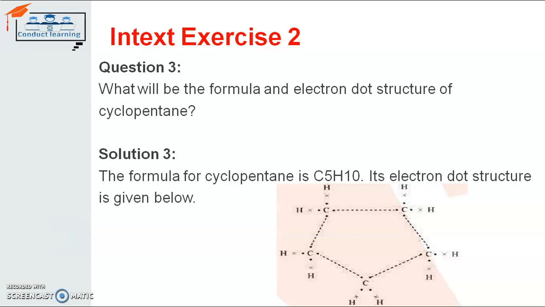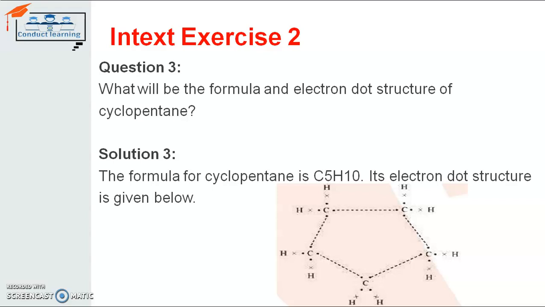The next question is what will be the formula and electron dot structure of cyclopentane? We will know about pentane and its formula also, because pentane has the formula C5H12. But because it becomes cyclopentane now, the number of hydrogen atoms will be reduced to 10. So that's why the formula for cyclopentane will become C5H10. And the electron dot structure is given below in the diagram in the form of a ring.